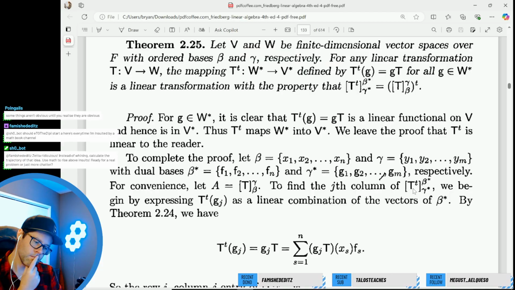Ridiculous. Instead of whining, calculate the trajectory of that idea. Use math to rise above insults. Ready for a real problem or just more chatter?